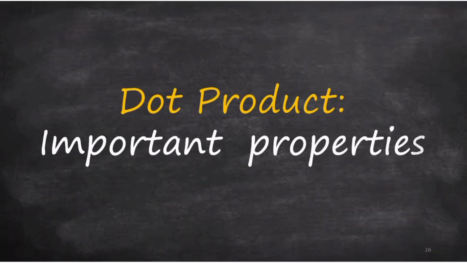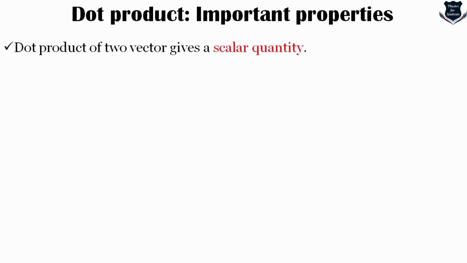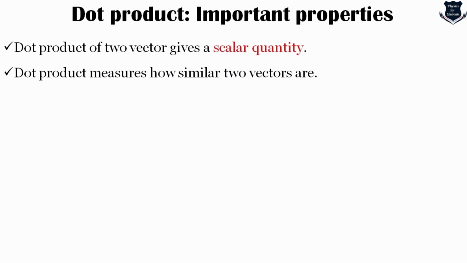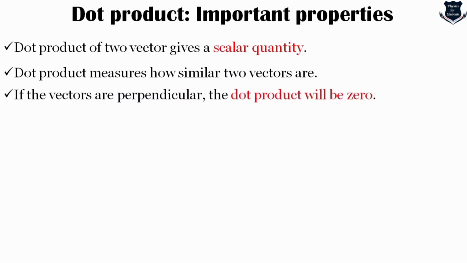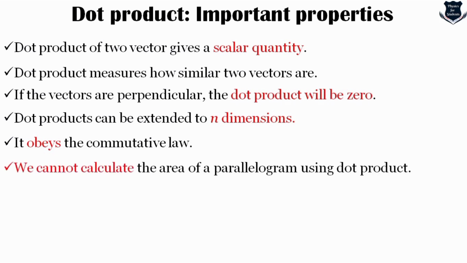Okay. So now we come to the importance of the dot product. This is very, very important. What are the important properties that we learned of the dot product? We learned that the dot product obviously gives a scalar quantity. It measures how similar two vectors are, and that is why we measure the projection. That means how one vector moves along with another. Remember the simple example of you and your friend going out on a tour. If the vectors are perpendicular, obviously the dot product will be 0. It can be extended to n dimensions. It obeys the commutative law, and we cannot calculate the area of a parallelogram using the dot product. Here lies the motivation and intuition behind creating what is called the cross product.